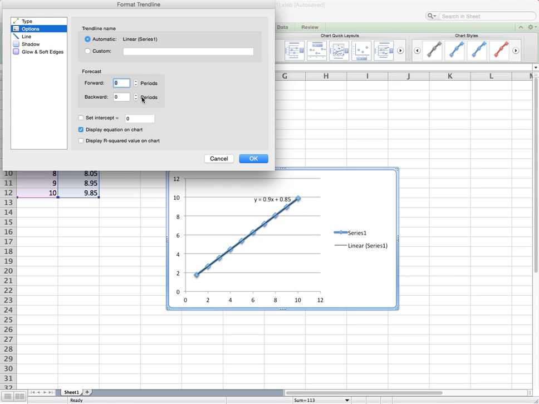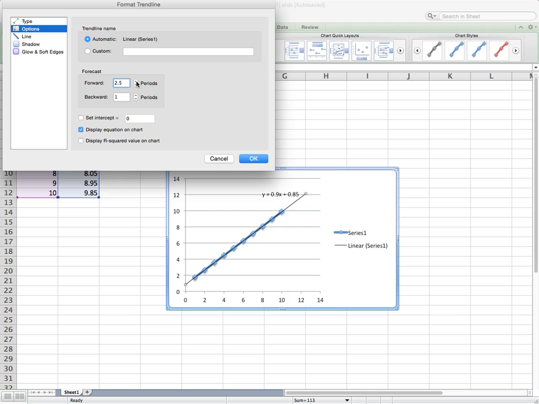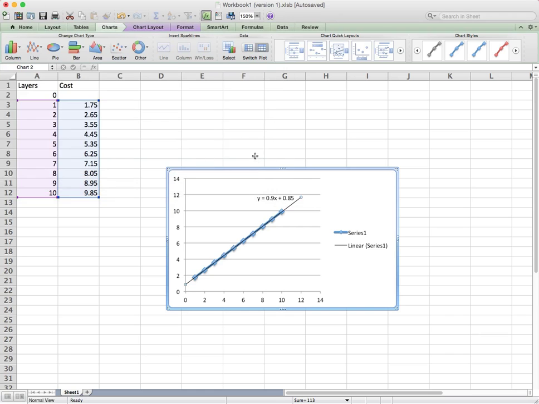This forecast is pretty cool. Like if I wanted to go backwards, because right, if this is all linear, this should follow suit and it hits somewhere right here. So we could go back one period, back one full period to find that cost of the 0 layer. And I mean, we could go forwards, up through 100 if we wanted. But anyways. Alright, so this 0.9x plus 0.85.